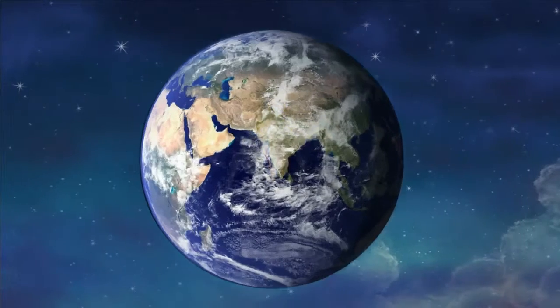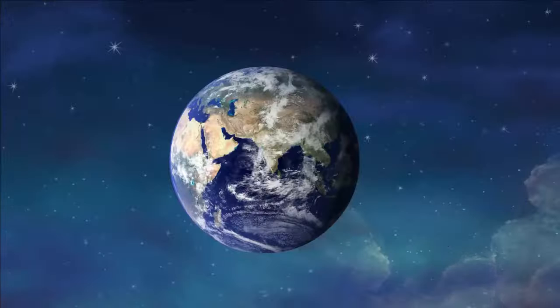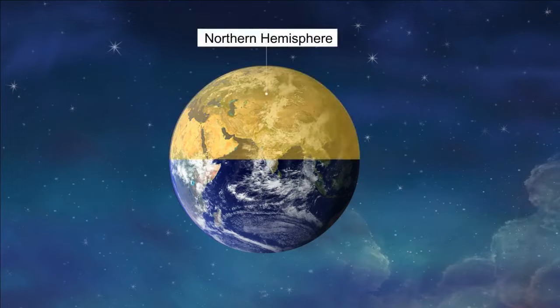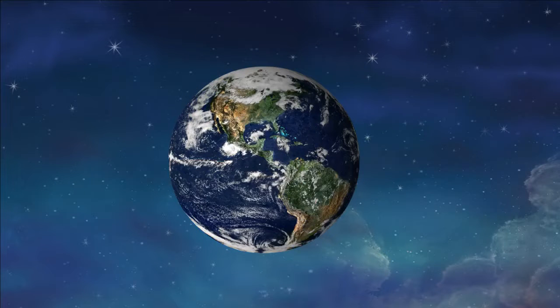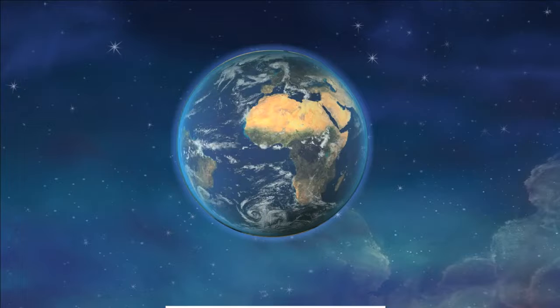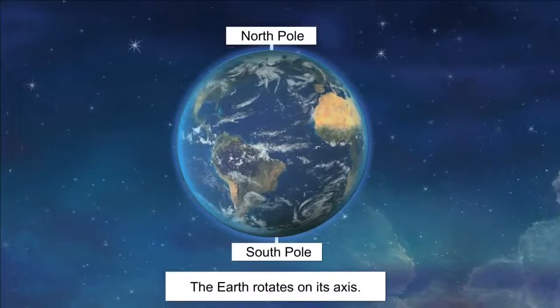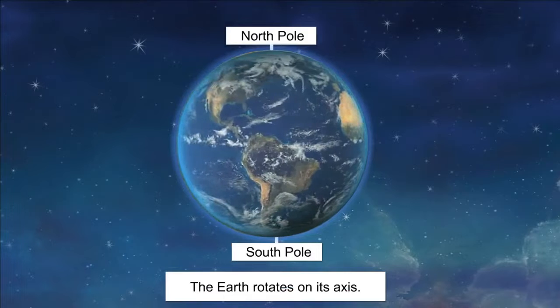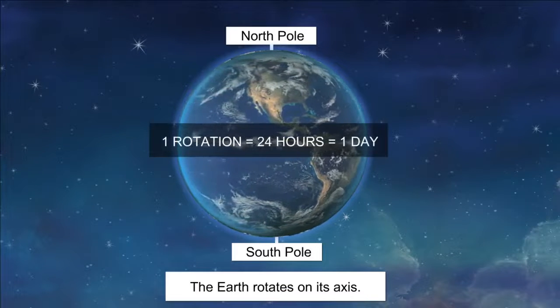Do you know why it is hot in India and cold in Chile at the same time? It is because India lies in the northern hemisphere and Chile in the southern hemisphere. We already know that the Earth spins on its axis. This is known as rotation of the Earth. It takes about 24 hours to complete one rotation of the Earth.